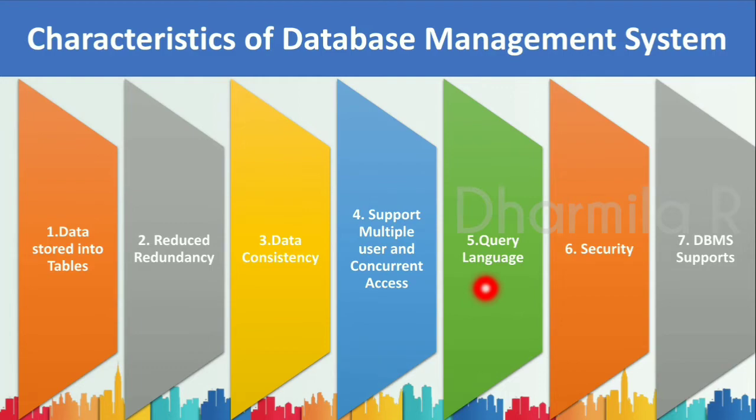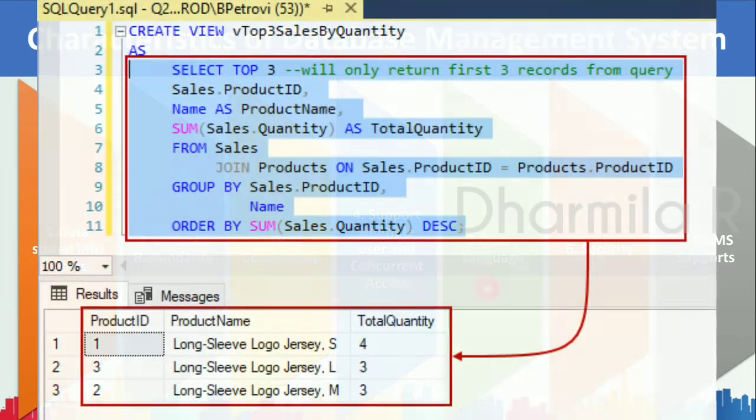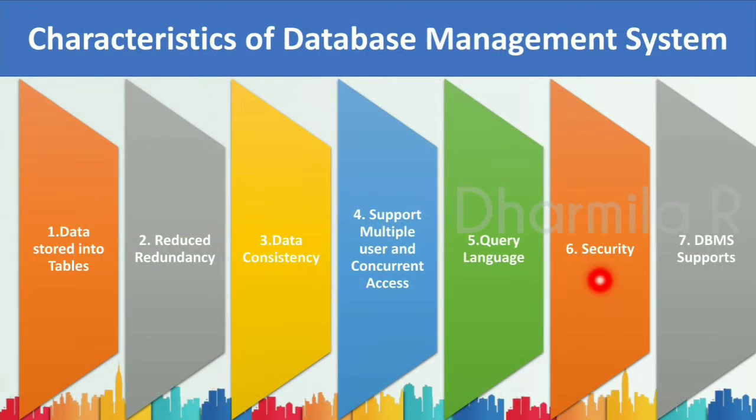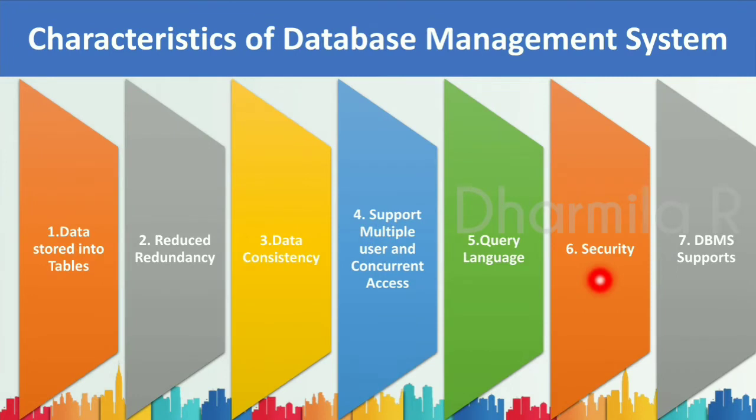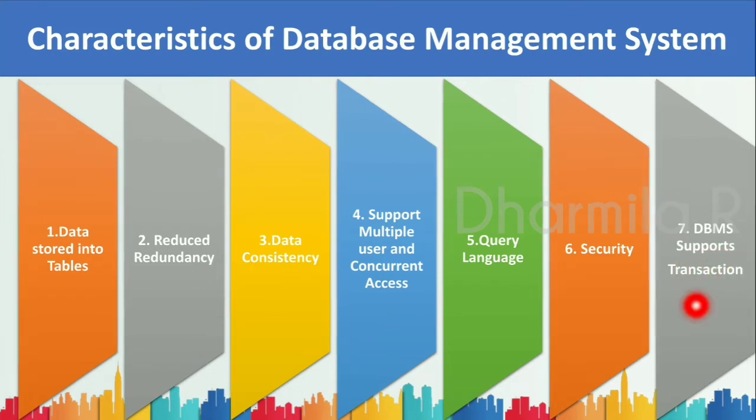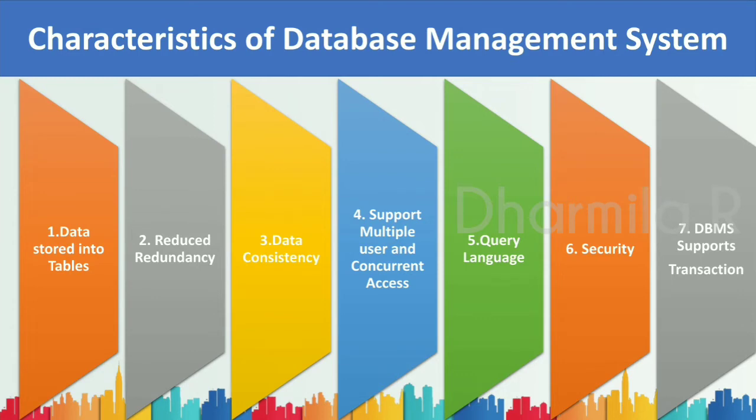And the fifth one is query language. DBMS provides the user with a simple query language, that is SQL. It is used to fetch, insert, delete, update data in the database. And the sixth one is security. DBMS also takes care of security of data, protecting data from unauthorized access. And the seventh one is that database management system supports transactions. So it allows us to better handle and manage data integrity. So these are the characteristics of database management system.